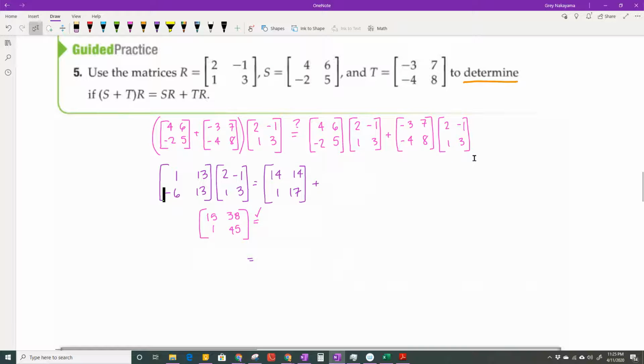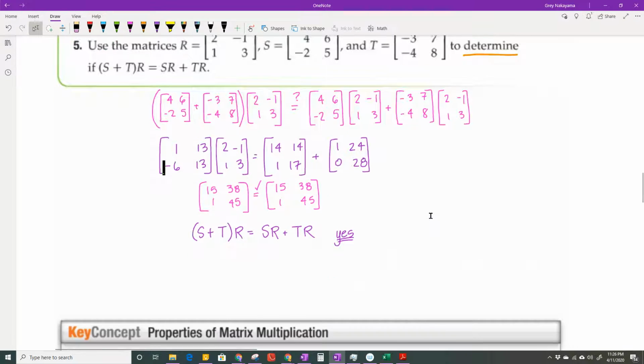Okay? Then to get my last product, first row, first column is negative 6 plus 7. Negative 6 plus 7 is 1. Okay. Then I have 3 plus 21 to get 24. Negative 8 plus 8 gives me 0. And then 4 plus 24 gives me 28. Then I add my corresponding elements. 14 plus 1 is 15. 14 plus 24 is 38. 1 plus 0 is 1. And 17 plus 28 is 45. So we did prove that the quantity S plus T times R is equal to SR plus TR. So we determined that, yes, that holds true, and that's an example of the distributive property.